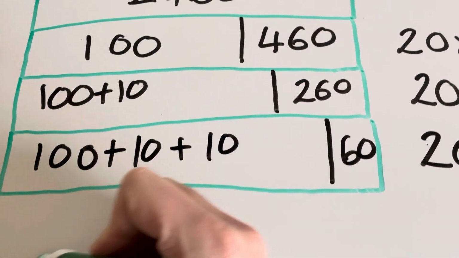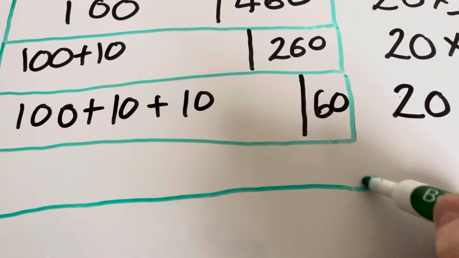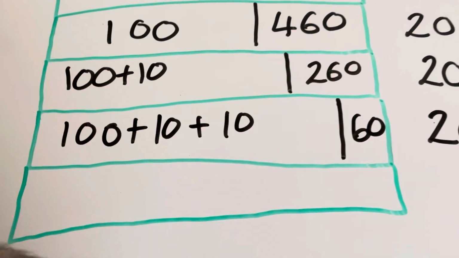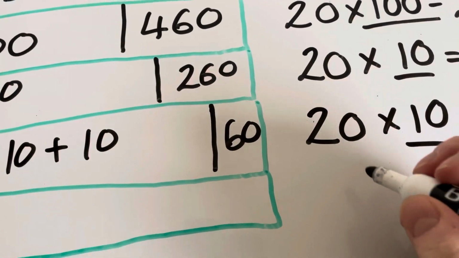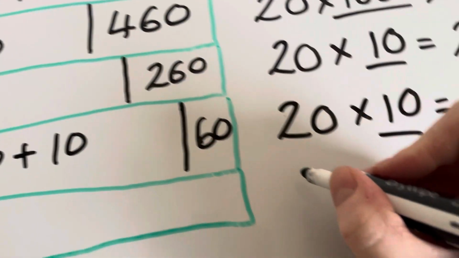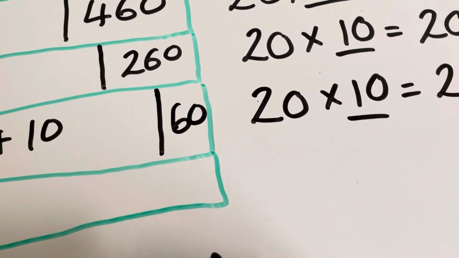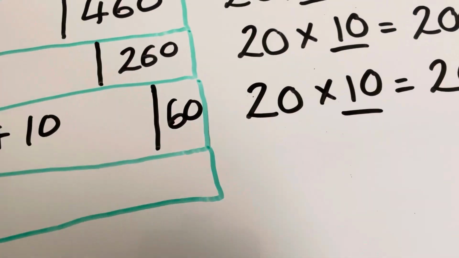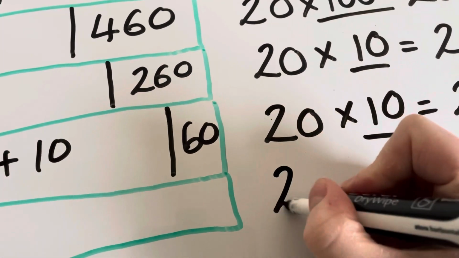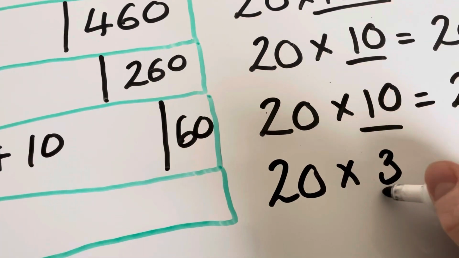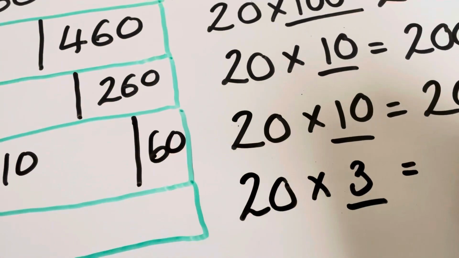I wonder if anybody else is thinking while I'm drawing this how I can do this in one go. Hopefully this is what you've thought. I could do 20 times 1, which is 20, and I could do that 3 times to get rid of 60. Now, if I can do that 3 times, it means I can do 20 times 3. 20 times 3 is 60.